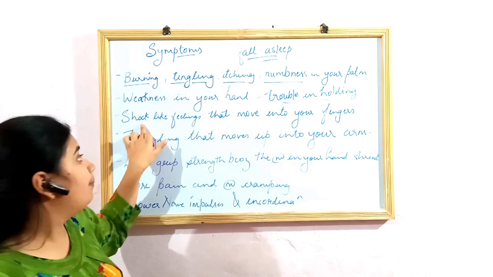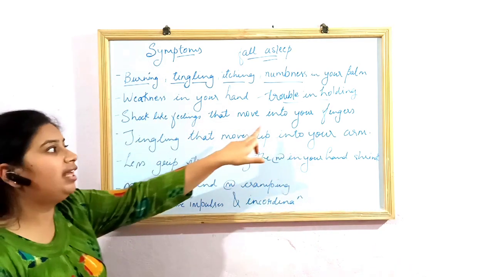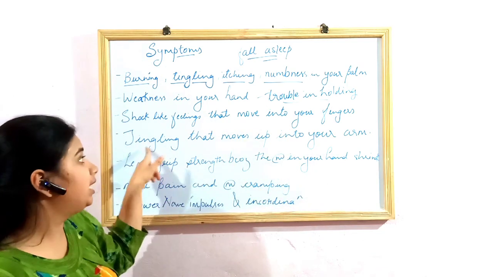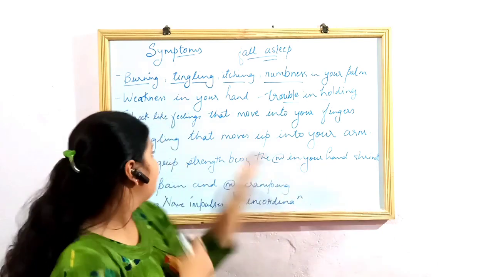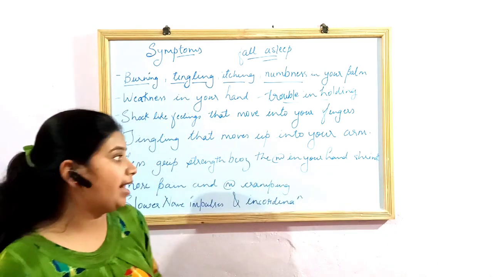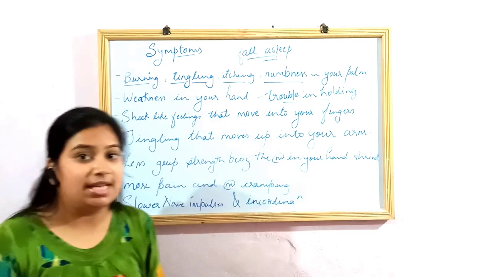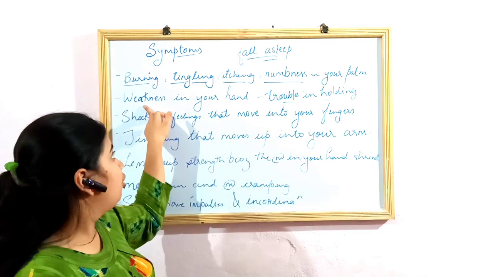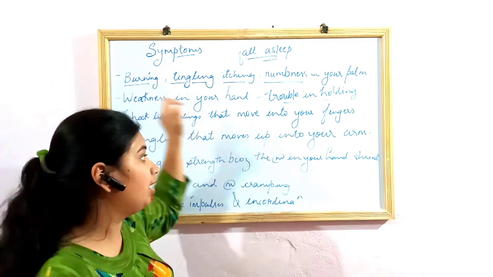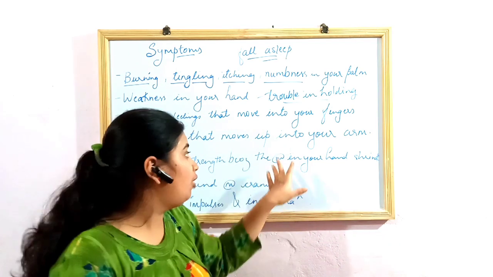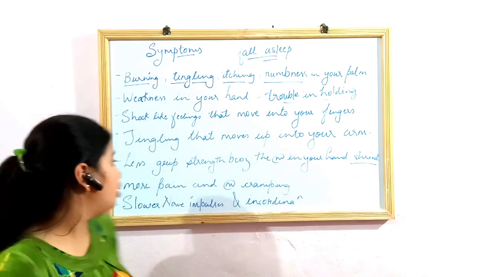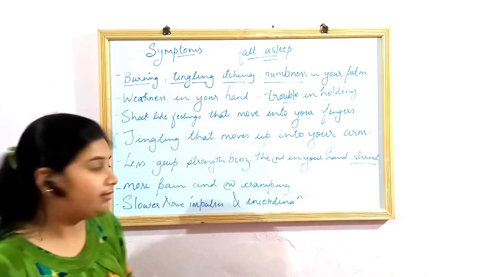Moving on next, patient might feel shock-like feelings that move into your fingers. Patient also feels tingling that moves up to the arm and less grip strength because the muscles in the hand shrink. Due to muscle atrophy, your hand muscles get weak, and because of the muscle atrophy, the muscles in your hand shrink, which causes less grip strength.